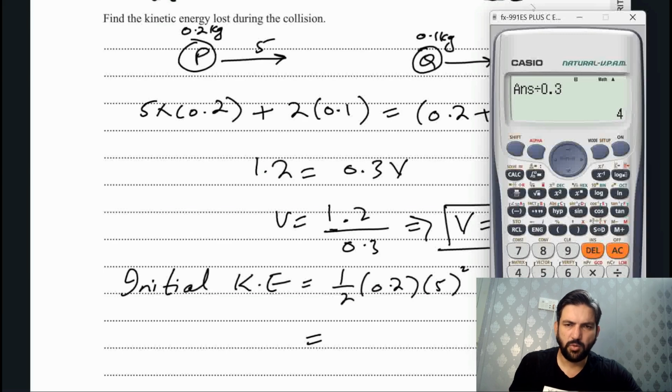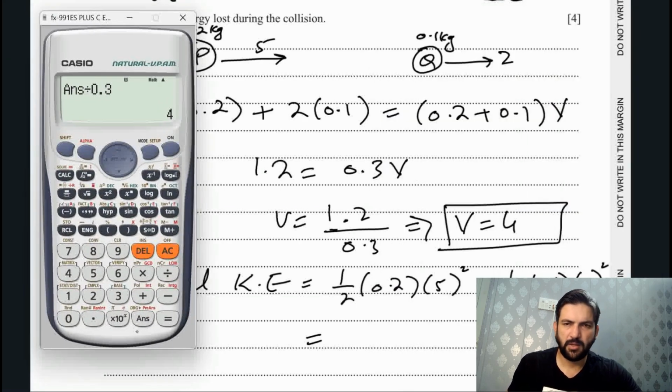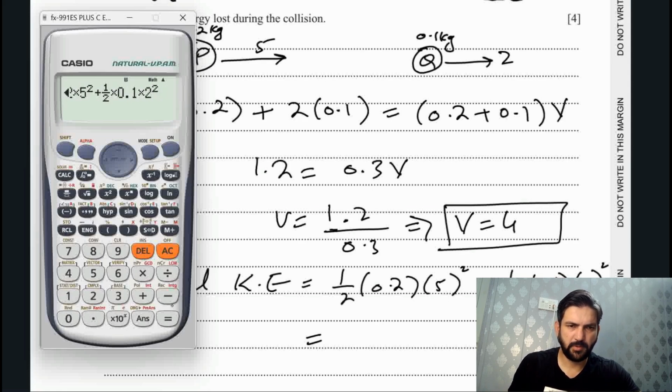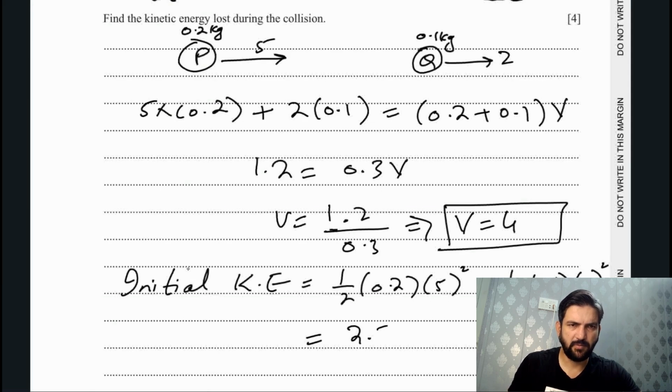This will be fraction 1 by 2 multiplied by 0.2 multiplied by 5 square plus fraction 1 by 2 multiplied by 0.1 multiplied by 2 square. So this will be equal to 27 by 10, which means 2.7. So this will be the initial kinetic energy.